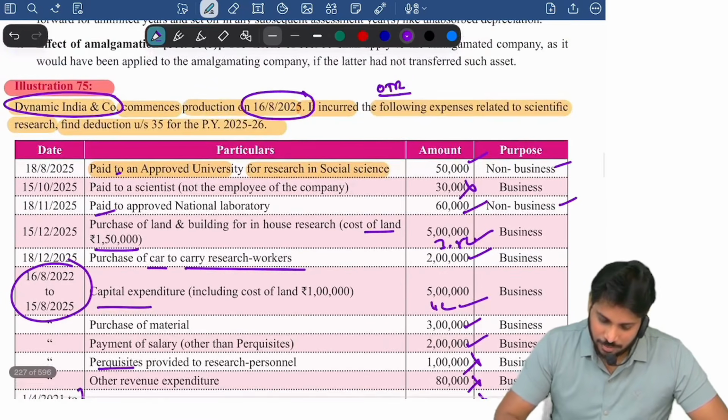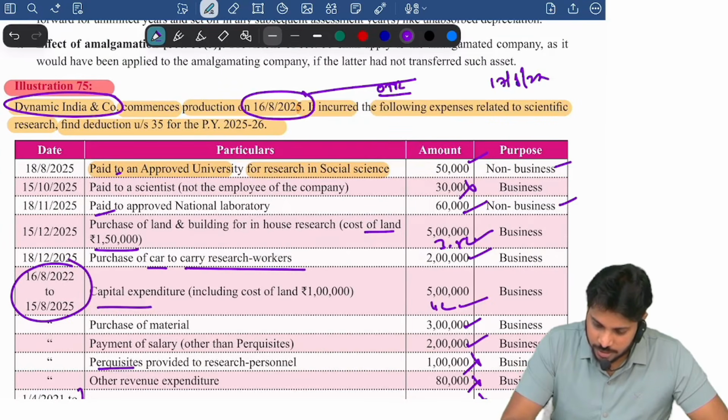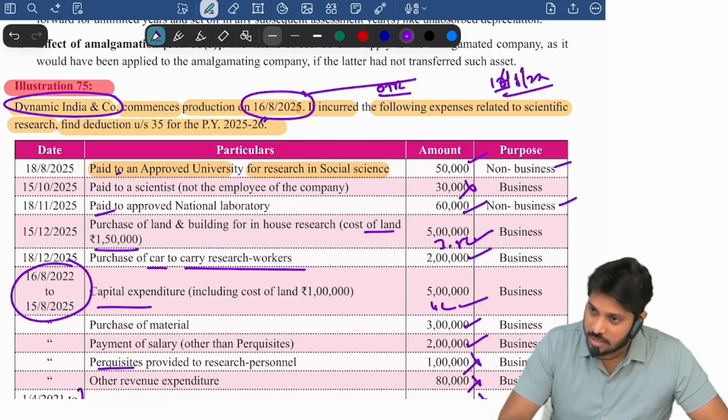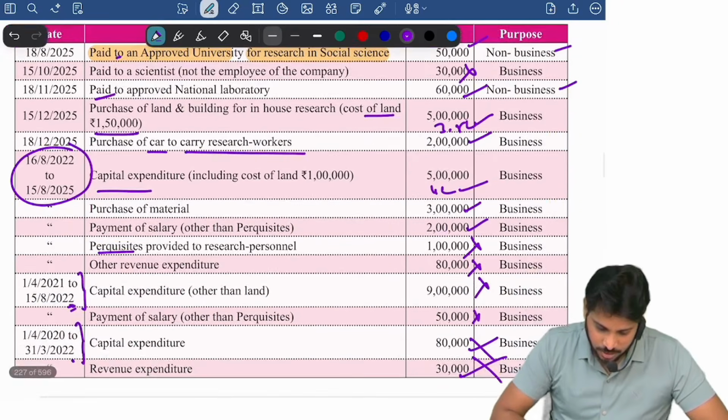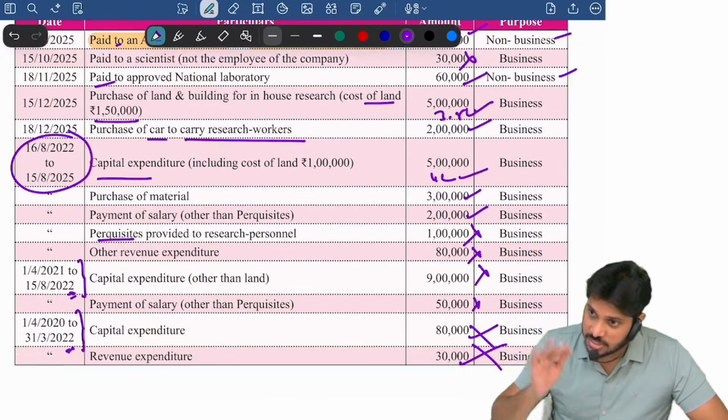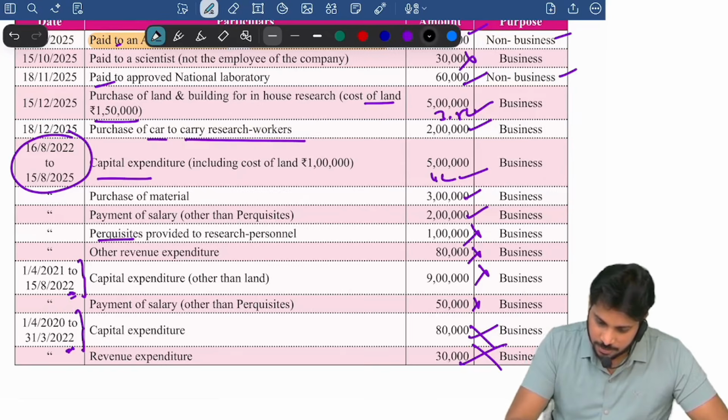Yes or no? Now, by the way, tell me, from this point of view, 3 years means what? 17th August 2022. Yes or no? 17th to this year is 3 years, or you can take 16th. Yes or no? Then any expenditure incurred up to 15th August 2022 will be ignored. This incurred up to 31st March 2022 is ignored. So now total eligible amount, how much? Calculate.